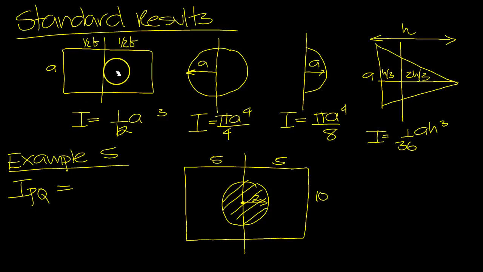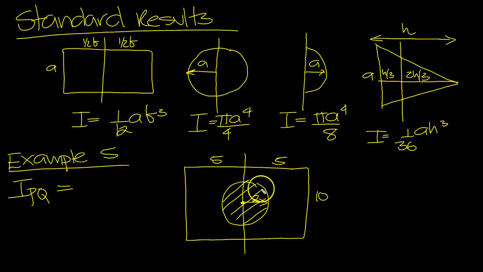So here are some standard results for rectangles. A rectangle, we've done this one earlier on, AB cubed over 12. For a circular plane lamina of radius A, pi A to the 4 over 4. And a semicircle is half of that, pi A to the 4 over 8. And a triangle of base A and height h, where we've got this axis here, is AH cubed over 36.